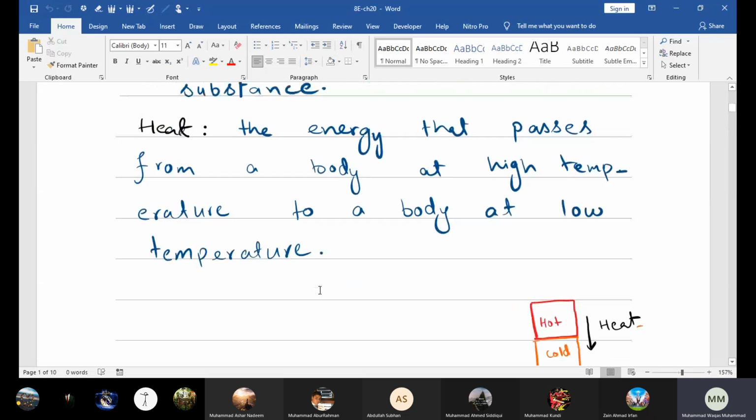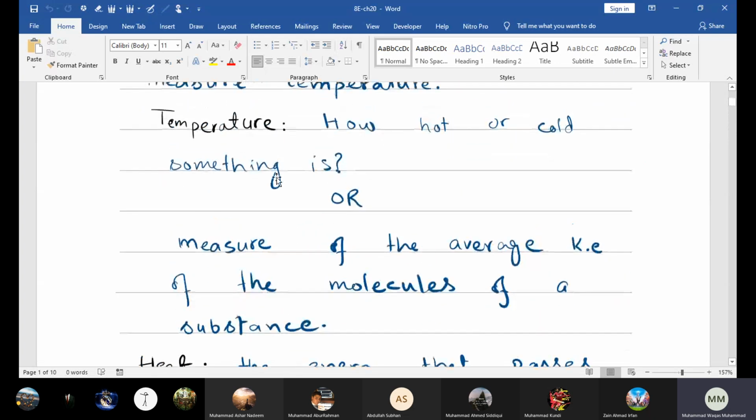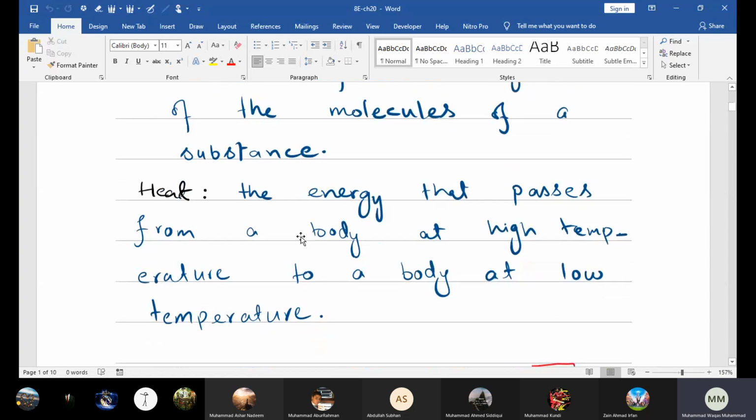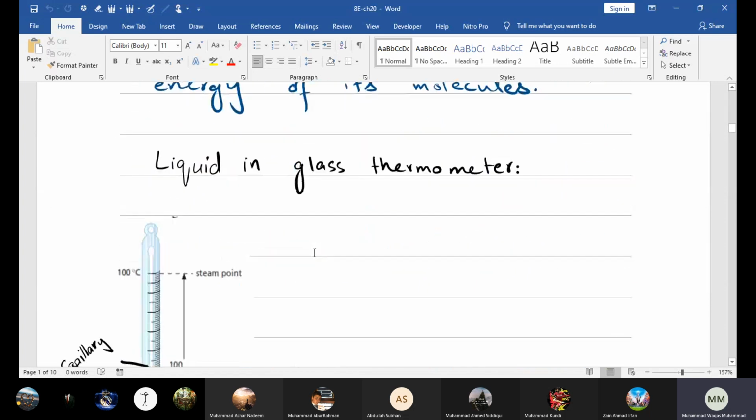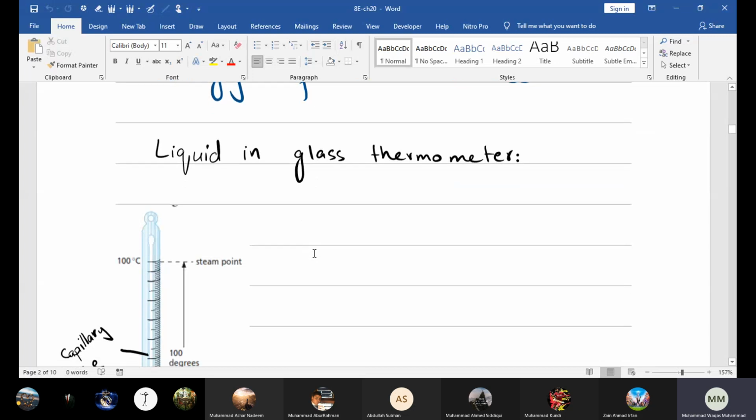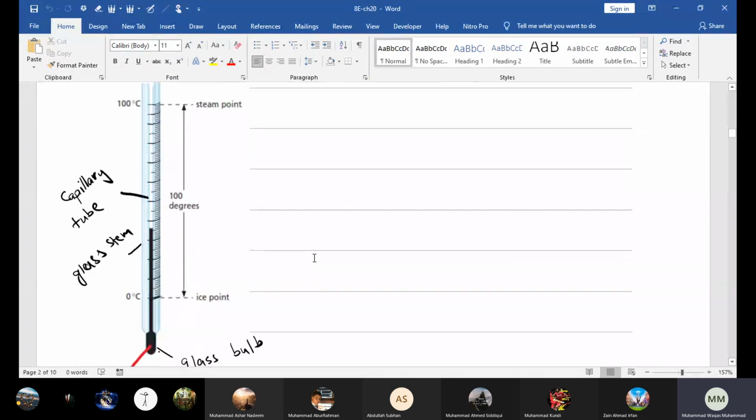And beta, heat flows from higher temperature to lower temperature. Right? Heat is the energy that flows from higher temperature to lower temperature. Is that clear, beta? Then we discuss the liquid in glass thermometer.